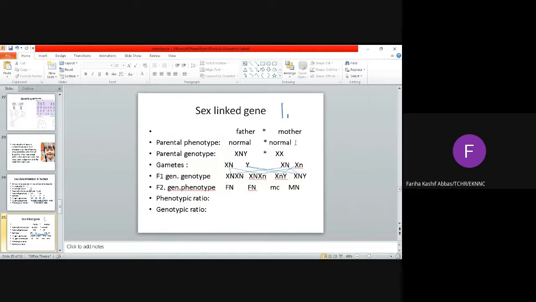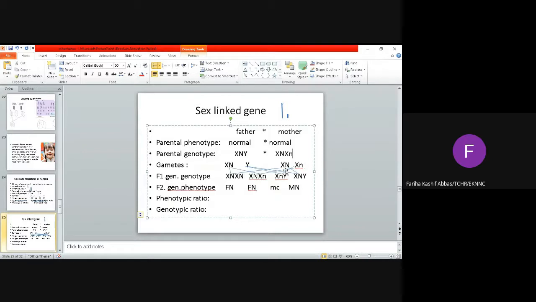Whereas the mother is normal, but their first child is color blind, so it means that the mother is a carrier of the color blindness allele. Otherwise, it is not possible for any child to be color blind. Then gamete formation will occur. During gamete formation, the chromosomes get segregated, separated. X capital N, Y, and X capital N, X small n gametes will form. Then random fertilization of the gametes will happen.